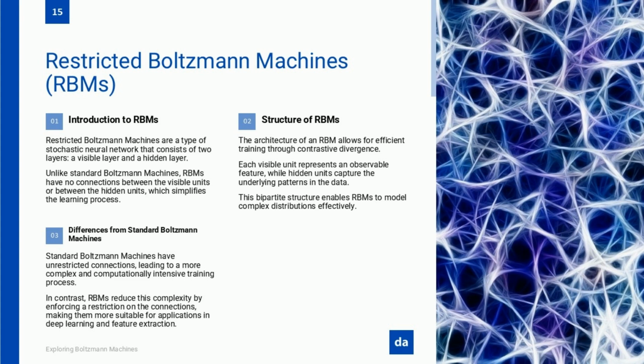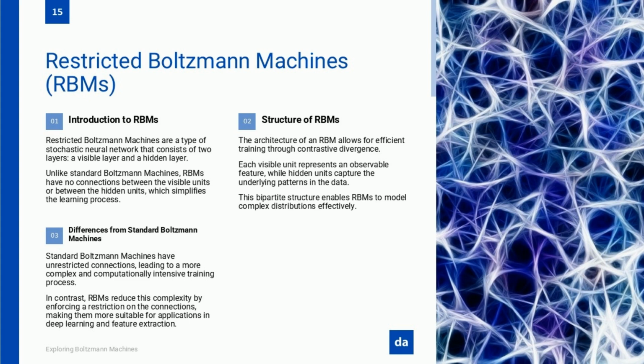One of the reasons RBMs became so important is their ability to act as feature detectors. Instead of simply mapping inputs to outputs, they learn meaningful patterns in the data by capturing dependencies between different variables. This makes them particularly useful for dimensionality reduction, feature learning, and data representation. For example, in image recognition, RBMs can automatically discover lower-level features like edges and textures before passing them on to deeper layers for more complex understanding.